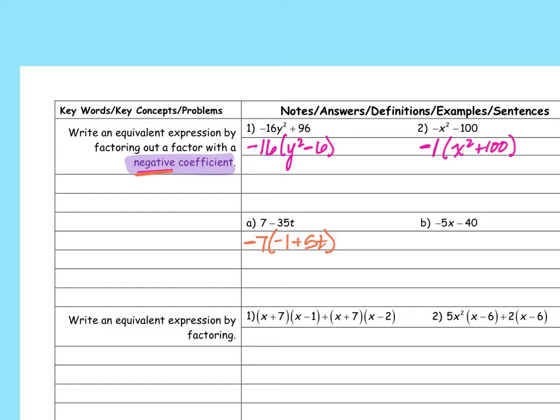And then the second one, I'm going to factor out negative 5, it looks like. And I'm going to get x plus 8.